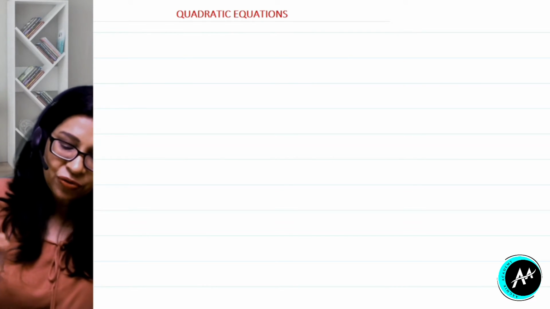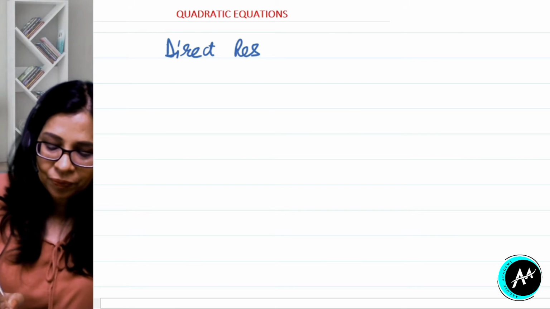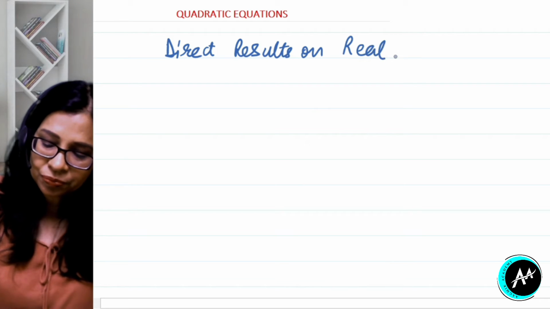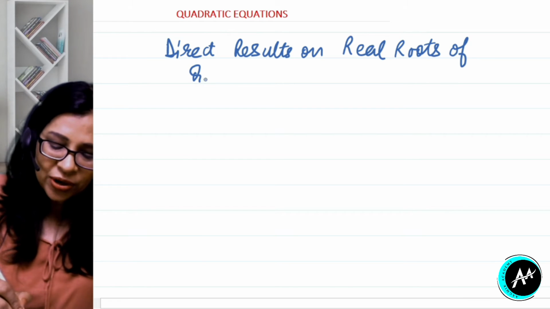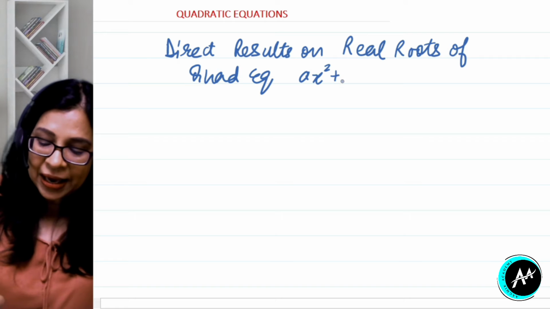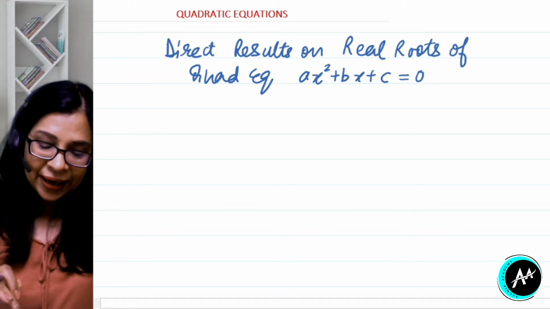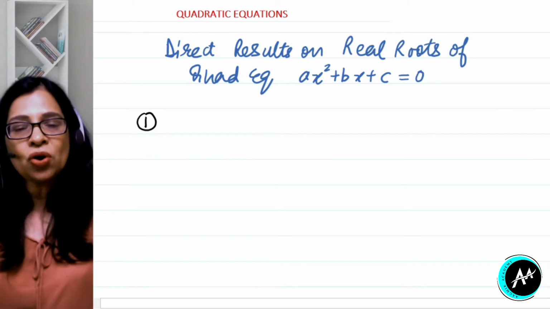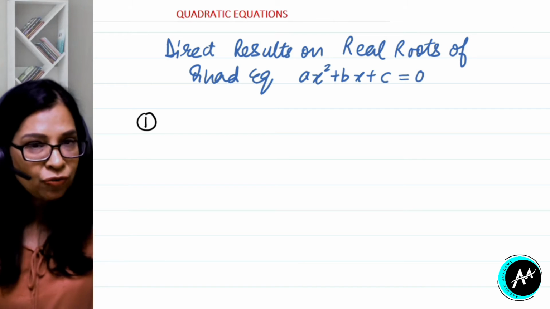So we are going to start with these direct results on real roots of quadratic equation ax square plus bx plus c equal to 0. Is it okay? Now let me take the first result. The first result would be that if the roots of the equation are equal in magnitude but opposite in sign, then what will be the direct result?